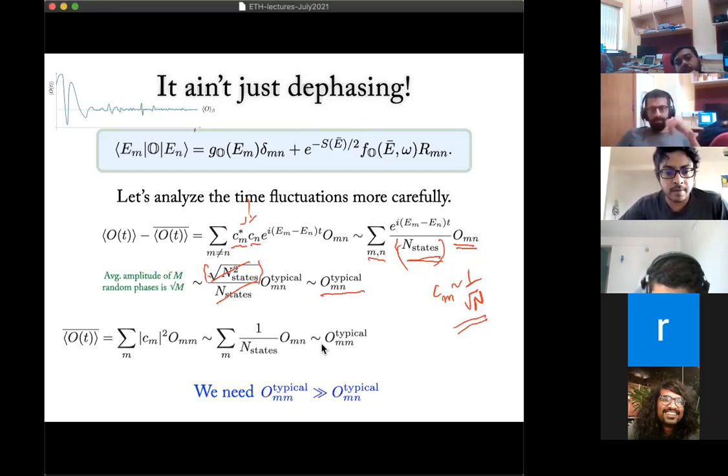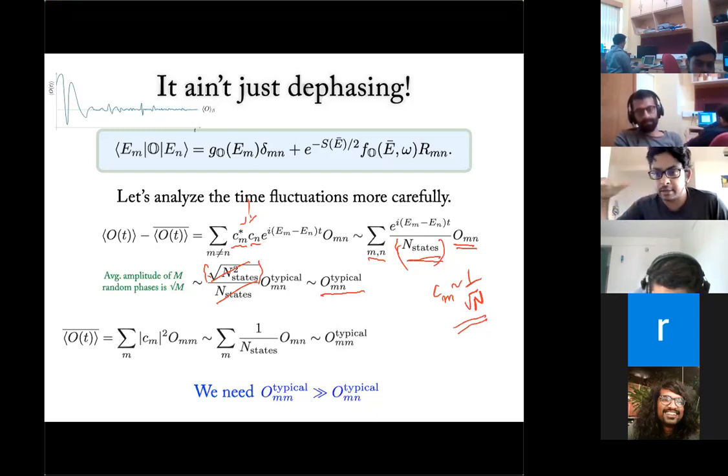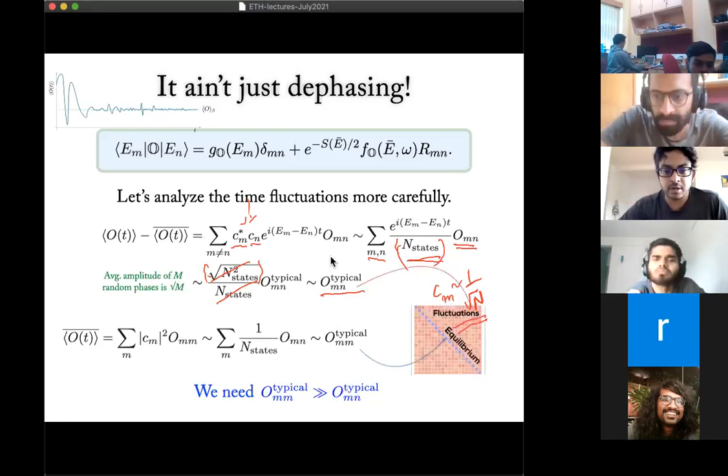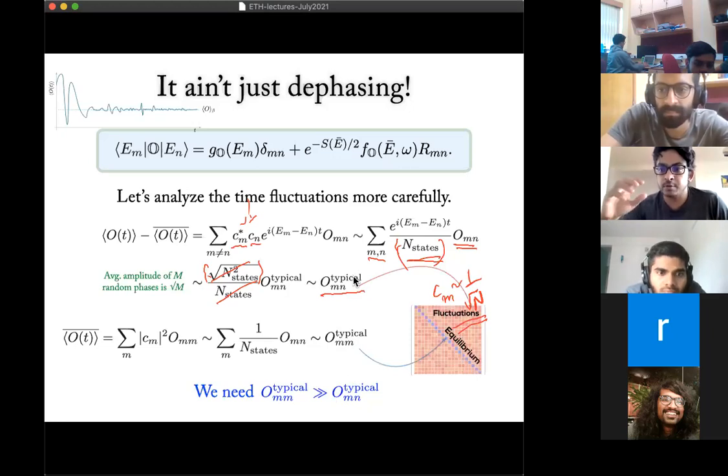So now, since this is going to give the equilibrium value and this is going to give you the fluctuations, you really need the typical value of the off-diagonal elements to be smaller than the diagonal elements. That's needed in order for your fluctuations to be small at late times. So these are off-diagonal elements, and you need them to be of small magnitude compared to the diagonal.